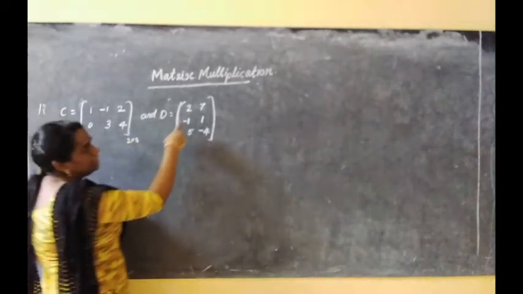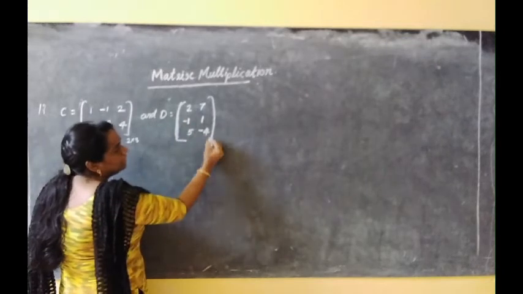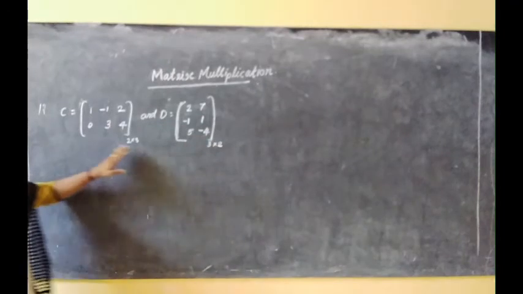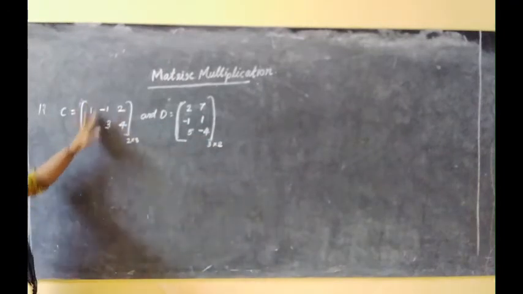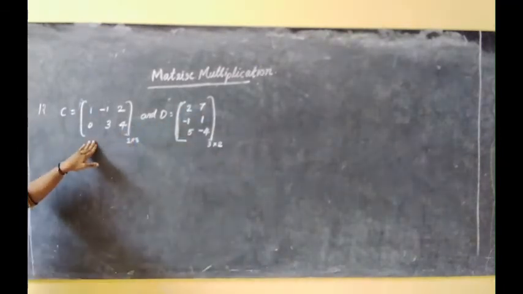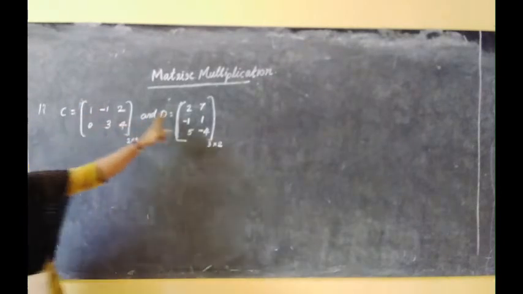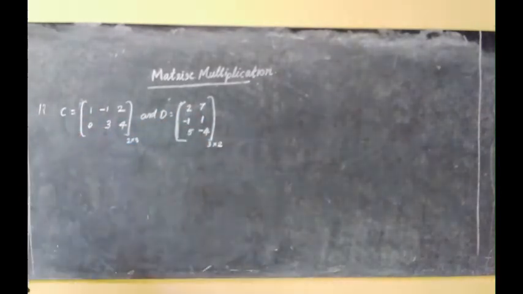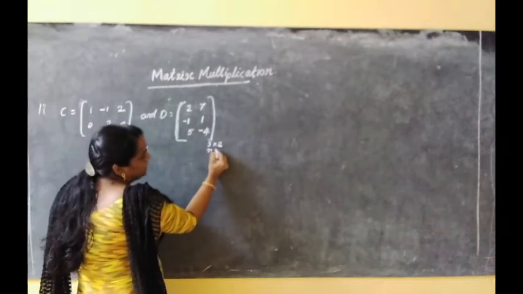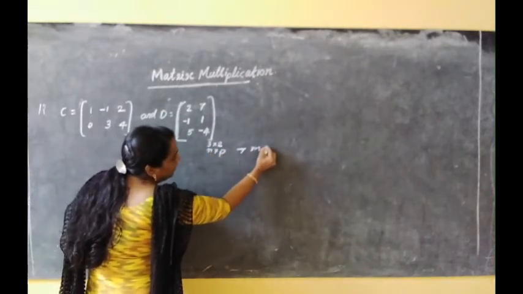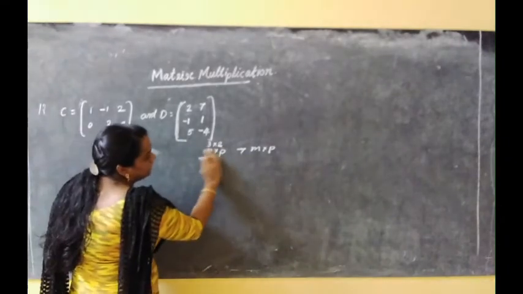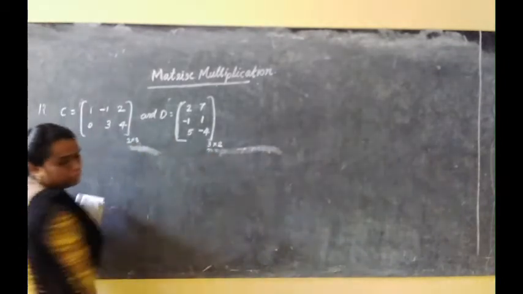What is the order of the other matrix? It has 3 rows, 2 columns. If this matrix multiplication is to be defined, the number of columns of matrix C must be equal to the number of rows of matrix D. Here how many columns? 1, 2, 3. Here rows 1, 2, 3. Then the resultant matrix will be in which order? If the matrix is m by n and the other is n by p, then the resultant matrix will be of order m by p. That means here 2 by 3 and 3 by 2. The resultant matrix will be of order 2 by 2. Let's multiply.